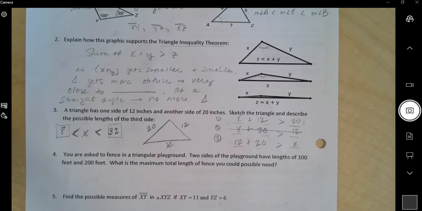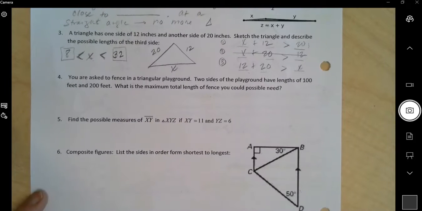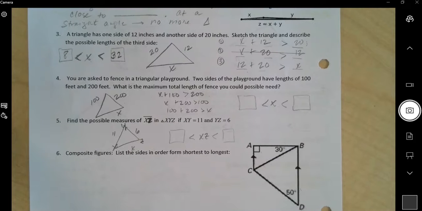All right. Number 4, you turn to your classmates, and I want you working on that together. Go. All right, so if I draw my triangular playground, one side is 100, the other side is 200, and then I've got my third side.